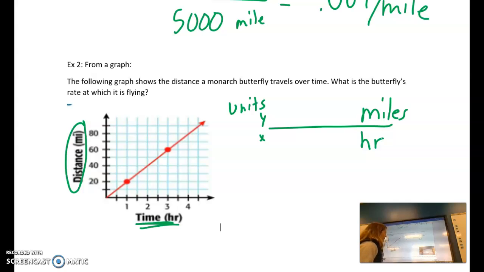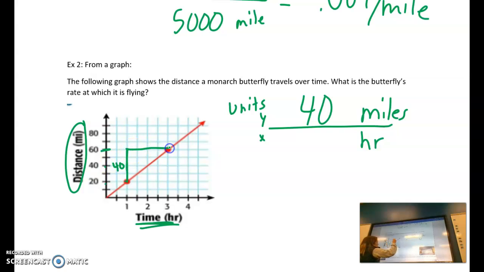Now to find the difference for miles, I need to count its rise over run. So I need to go up until I get to that point, and then I need to run. I went from 20, and then I stopped at 60. So 20, 40, 60 is a difference of 40. So my rise is 40.